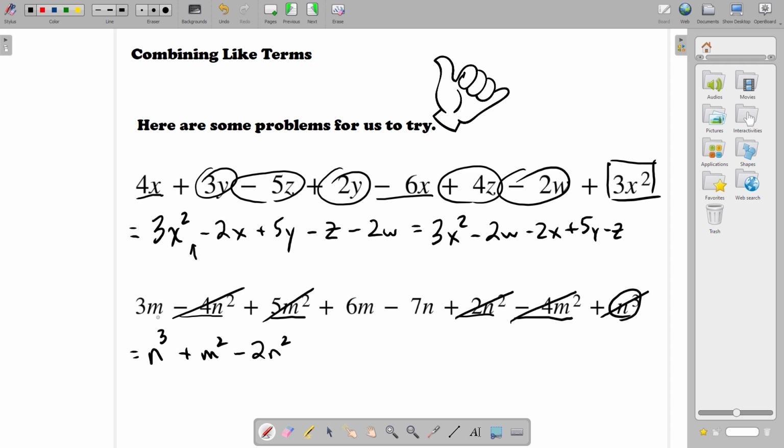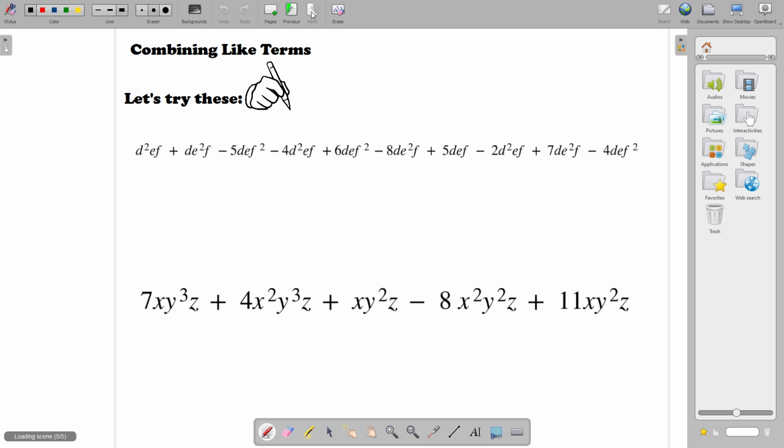Then we have a 3m and a 6m. That gives us 9m. And then finally, an n term sitting there by itself. No other terms that are n terms, so nothing to combine that with. Our simplified expression is n cubed plus m squared minus 2n squared plus 9nm minus 7n. Getting a little tongue-tied there.